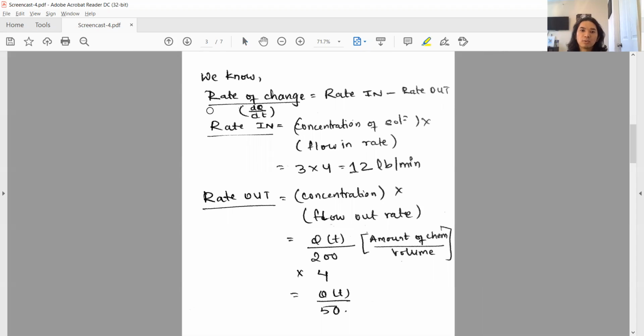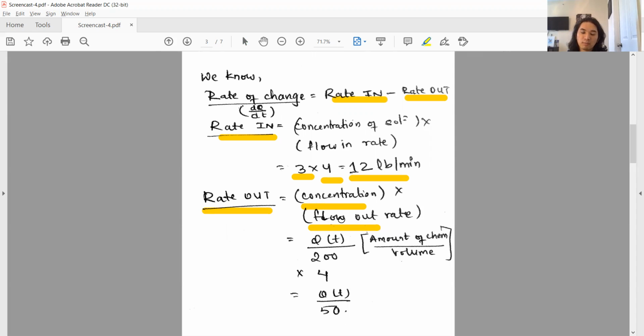So we know the rate of change, that is dq over dt, is rate in minus rate out. In order to find the rate in, we know the formula: concentration of solution times the flow in rate. Here the concentration is 3 and the flow in rate is 4. When we multiply, we get 12 pounds per minute. The formula for rate out is the same: the concentration times the flow out rate.